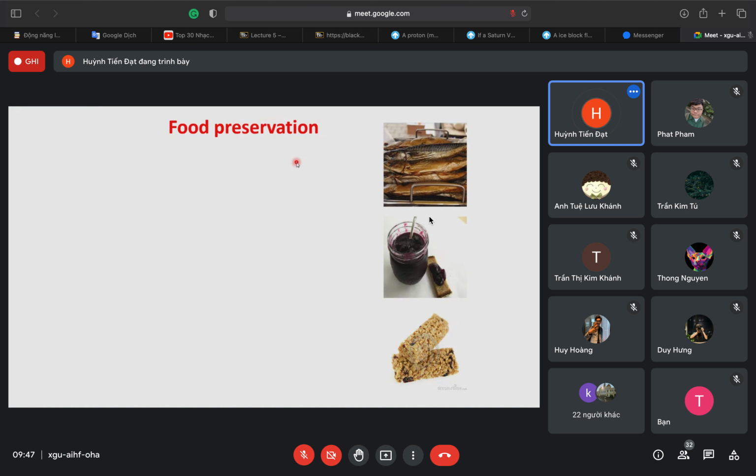Apply for food preservation. What is this food, guys? I think it's a smoked fish or fried fish. Yeah, smoked fish.